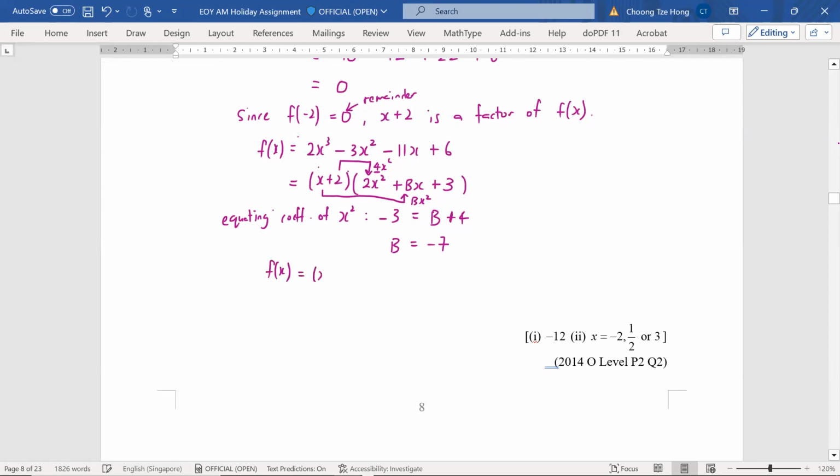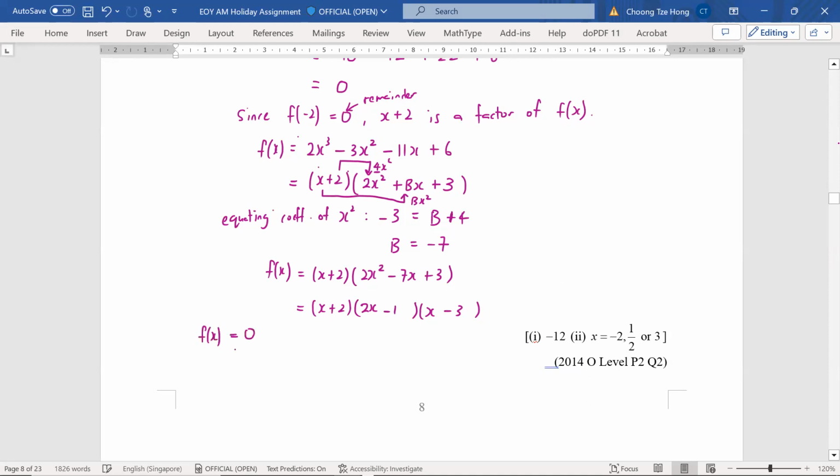So we will have f(x) equals (x plus 2)(2x squared minus 7x plus 3). Let's try to factorize this. You can use the cross method or the multiplication frame, but if you are familiar with doing this, after a while you don't even need any of it. This one should be quite obvious: negative 1, negative 3. Check: 2x squared minus 6x minus x plus 3. So this is the correct answer. Remember, do not stop here. We've not finished the question.